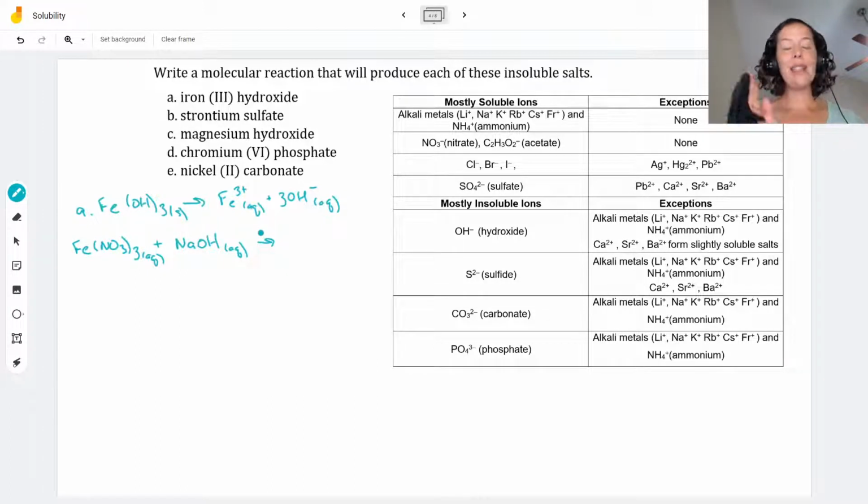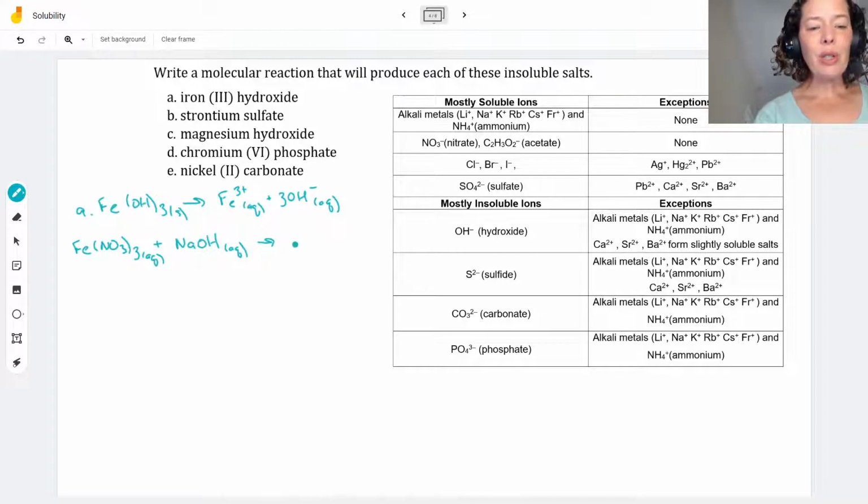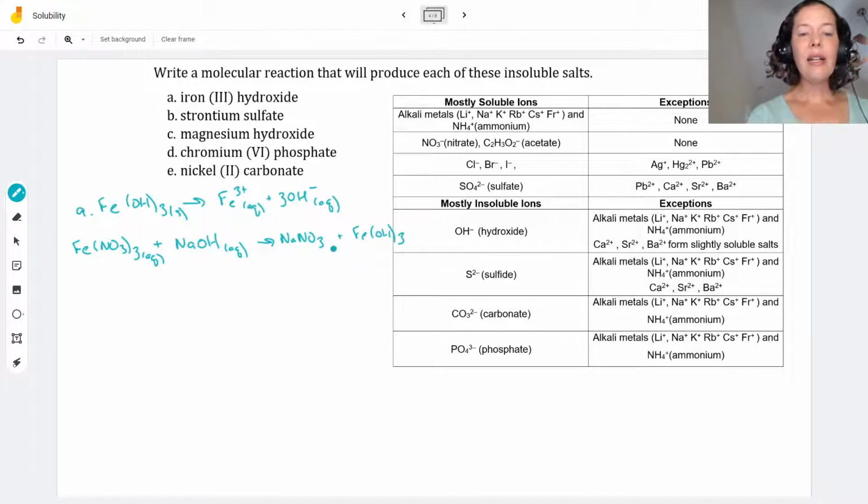Now you can see if I am predicting my products just based on these two reactants, I'm going to flip-flop cation and anion, which means I'm going to predict my products to be first sodium nitrate, and then iron hydroxide, which is exactly what I want. I want that iron hydroxide. And, of course, sodium nitrate is soluble, and we already know that our iron hydroxide is insoluble.